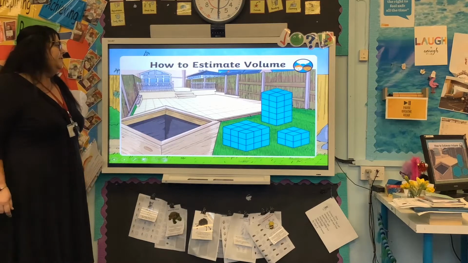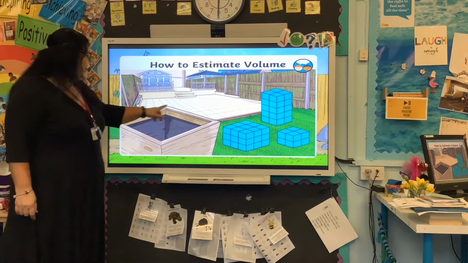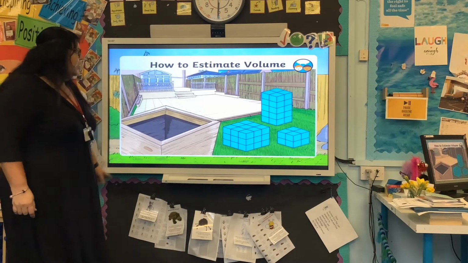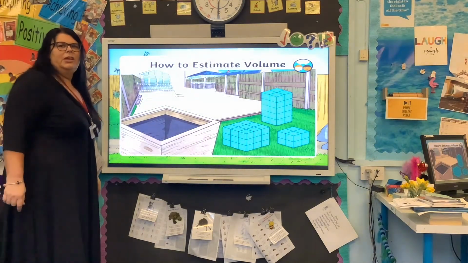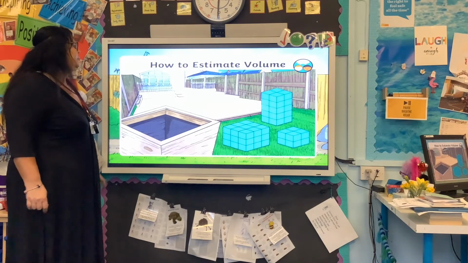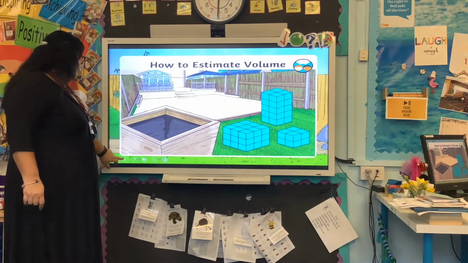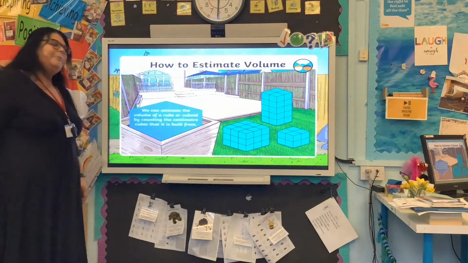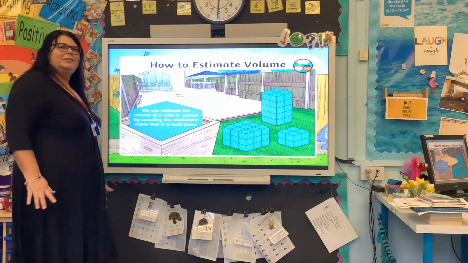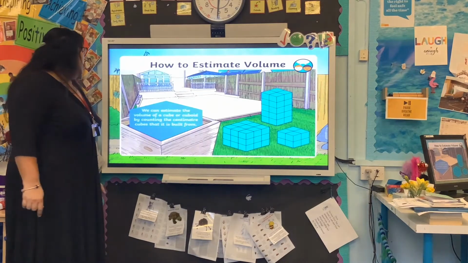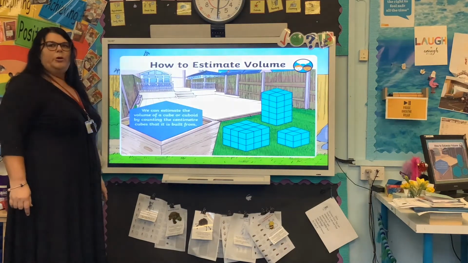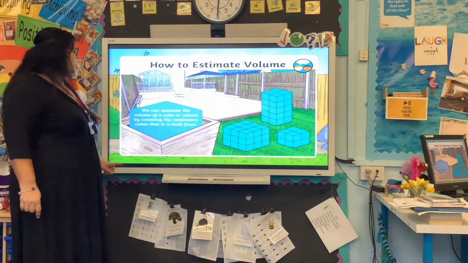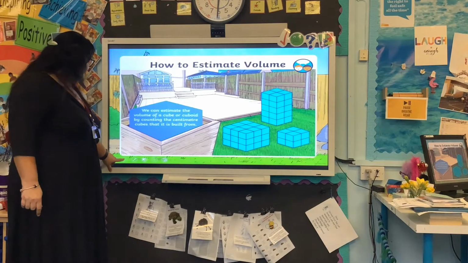So now we're going to think about volume. So here we've got an empty, what is that? I think it's a flower pot. So you would have done this last year and you would have probably used the cubes or the multi-link. So we can estimate, which remember is a best guess, it's not a wild guess, the volume of a cube or a cuboid by counting the centimetre cubes that it is built from.